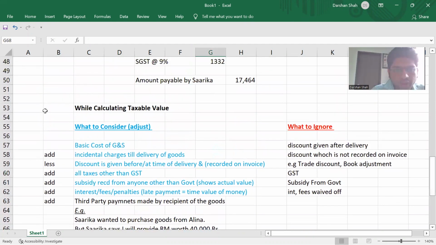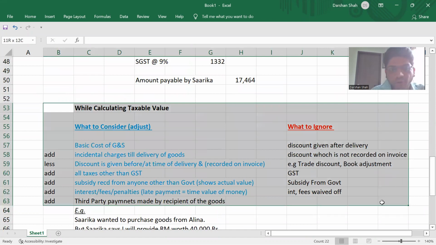So this is the whole thing, what to consider and what to ignore. Let us do a couple of questions on this taxable value.